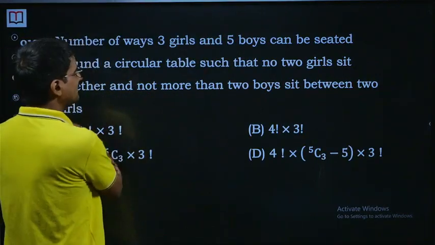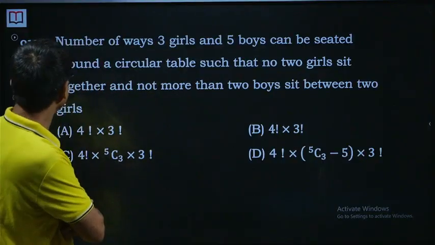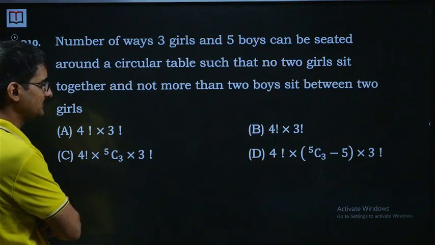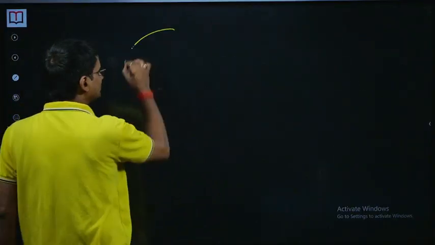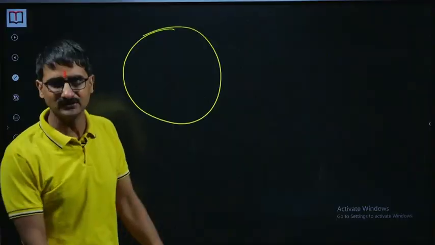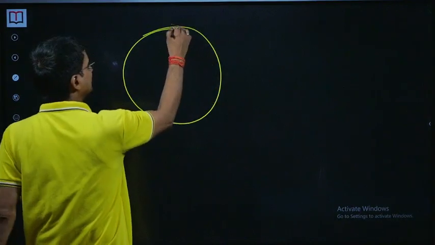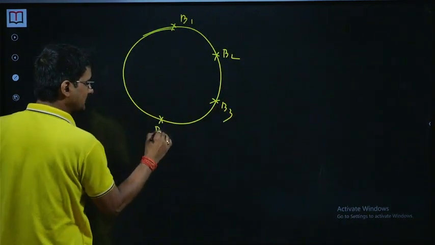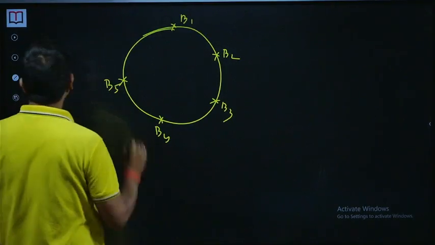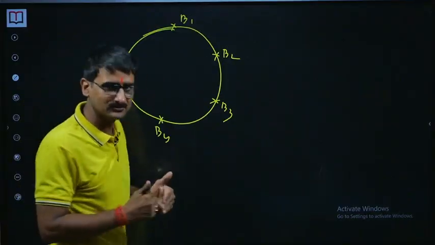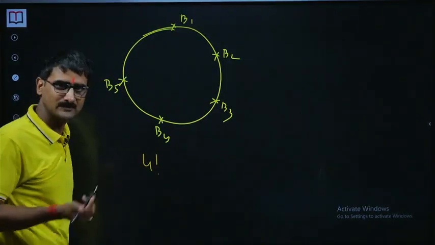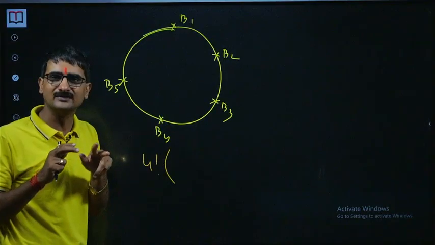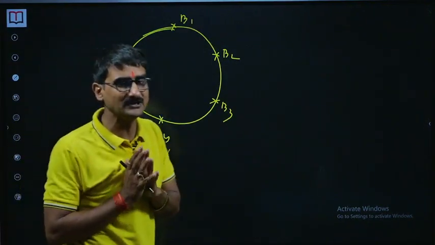The 10th one: number of ways 3 girls and 5 boys can be seated around a circular table such that no 2 girls sit together and not more than 2 boys sit between 2 girls. So no 2 girls sit together. Okay, so for that case again, I will make the boys sit first, because that's the normal procedure I follow when no 2 particular type of object has to appear together. Okay, so in how many ways can you make 5 boys sit along a circular table? In 4 factorial ways. Okay, now you have to select 3 gaps for 3 girls, but not more than 2 boys should be between any 2 girls.